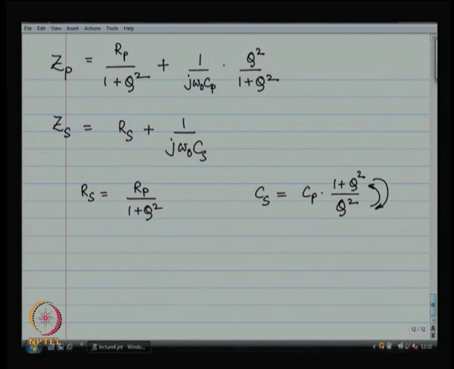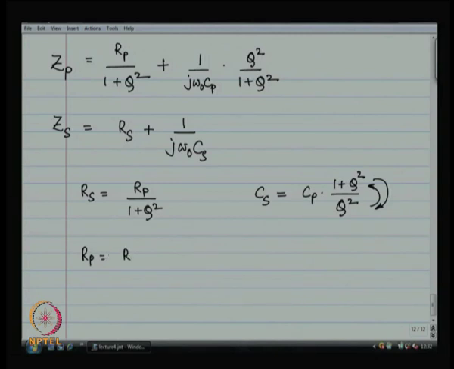You can also do the parallel to series transformation. R p is going to be equal to R s times 1 plus q squared, and C p is going to be equal to C s times q squared by 1 plus q squared. So, this is also going to follow. The q of the network is going to remain unchanged between the series and parallel transformations.